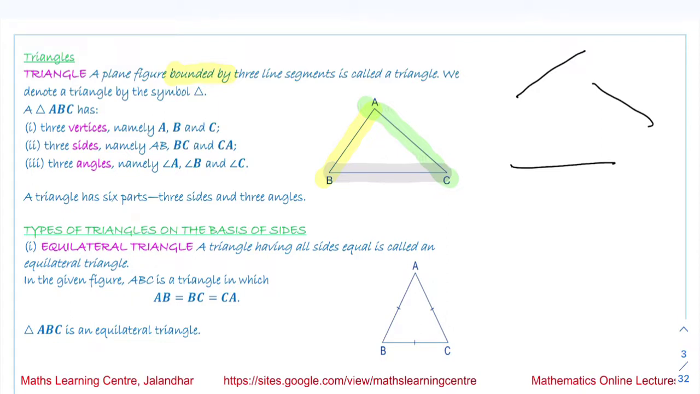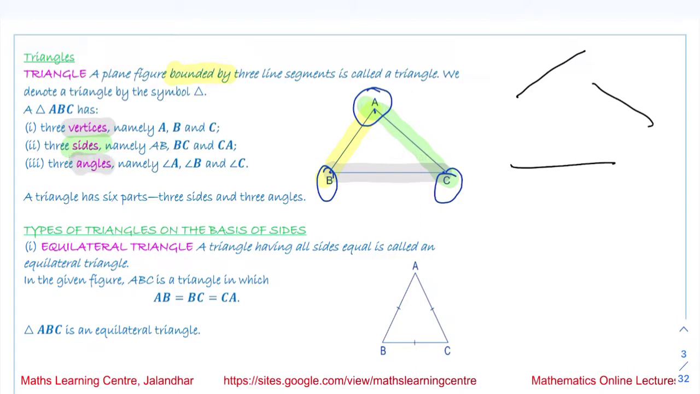And these 3 points, point A, point B, and point C, are called the vertices. AB, BC, and CA are called the sides, and these angles, angle BAC, angle ACB, and angle CBA, are the angles of the triangle.